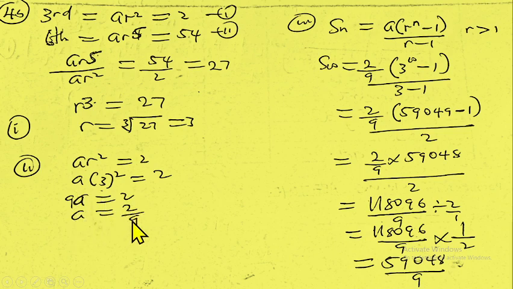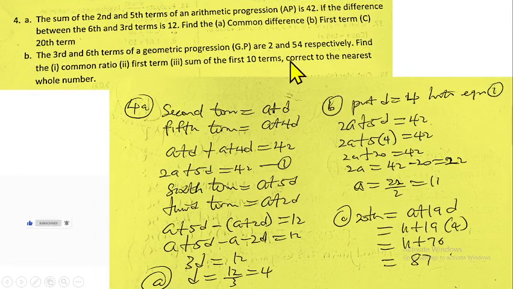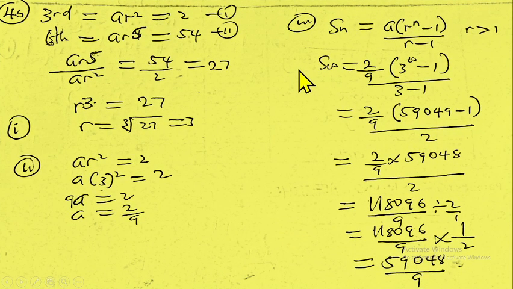A will be 2 over 9. That's the first term. The question also asks us to find the sum of the first 10 terms, correct to the nearest whole number. So we have to find the sum of the first 10 terms. When it comes to geometric progression, the sum of terms in a GP has two formulas. There is one for r greater than 1, and there is one for r less than 1. But in this case, our r is greater than 1.